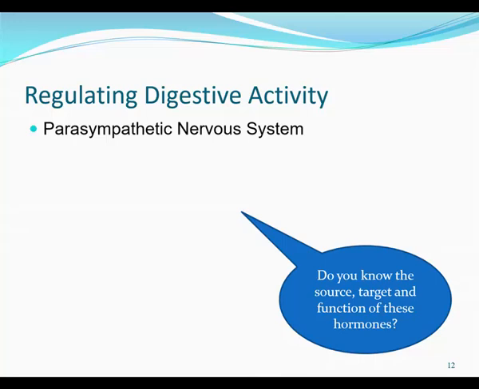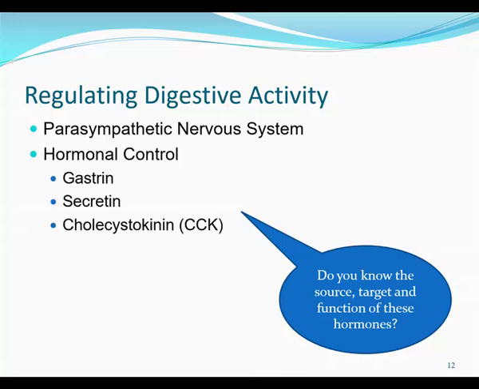Besides the parasympathetic nervous system, there are also several hormones that play a role in digestion. The three that you should focus on include gastrin, secretin, and cholecystokinin. Gastrin is released from the stomach when the stomach is stretched, and it causes a release of more HCl, or stomach acid. Secretin is released from the duodenum when acidic chyme enters it, and it causes the release of pancreatic secretions. Remember, pancreatic secretions include bicarbonate, so more acidic chyme, you get more secretin, which results in more bicarbonate.